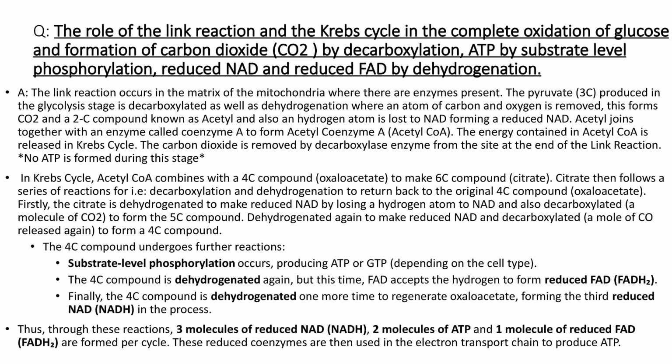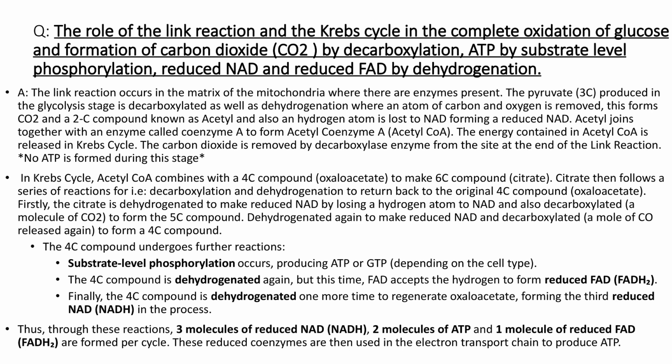The pyruvate inside the matrix is decarboxylated, which means it loses a carbon atom and an oxygen atom, as well as dehydrogenated, i.e. it also loses a hydrogen atom. So the loss of carbon and oxygen forms CO2 and a 2C compound that is known as acetyl. And also the hydrogen atom that is lost is taken in by NAD, becoming reduced and forming reduced NAD, while the acetyl compound is becoming oxidized.